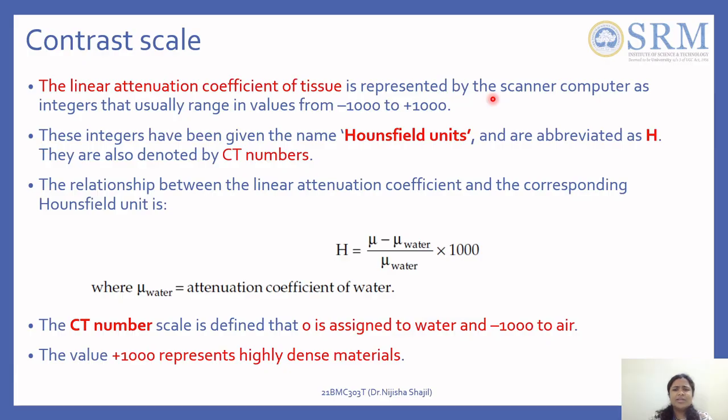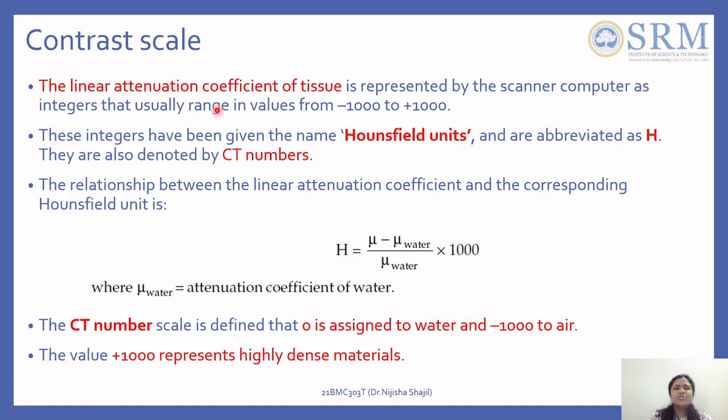So in order to understand how, from the attenuation coefficients, the contrast is calculated, I need to know something called a contrast scale, because at the end all I'm getting is attenuation coefficient intensity. I need to convert that into an image, a black and white image. For that I need to know what we mean by contrast scale.